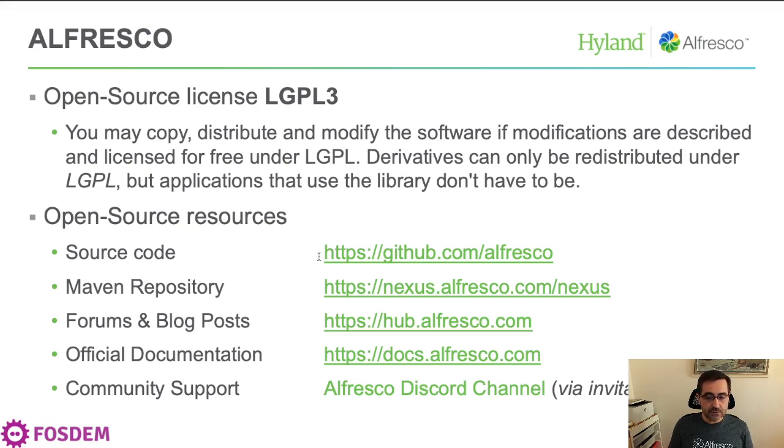All the source code is available in the Alfresco GitHub account. There is a public Maven repository for Java artifacts and deployments that can be accessed in nexus.alfresco.com. There is a nice community collaboration site that we name Alfresco Hub in hub.alfresco.com. This site includes a forum, blog posts, add-ons, marketplace, and some other content built by the community.